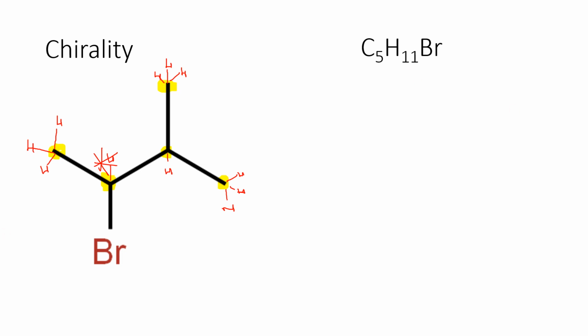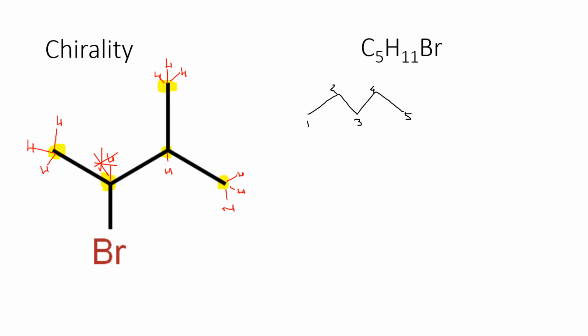So let's start by writing a chain of 5. 1, 2, 3, 4, 5. Now, for a chain of 5, if it's an alkane, we would expect 10 plus 2, 12 hydrogen. We have only 11, but that's because there is bromine. So wherever bromine goes, takes away 1 hydrogen. So this is an alkane. There is no way I can have double bonds or rings. So the only thing that I can play around with is where I put the bromine, right?